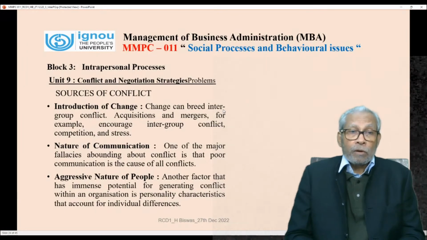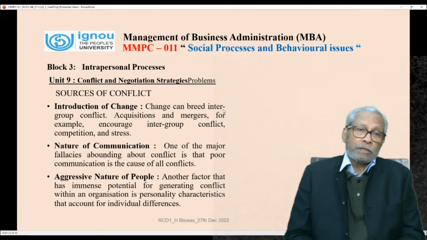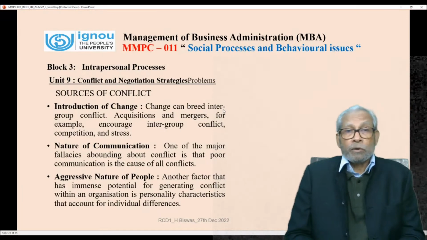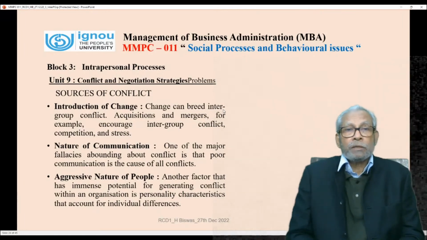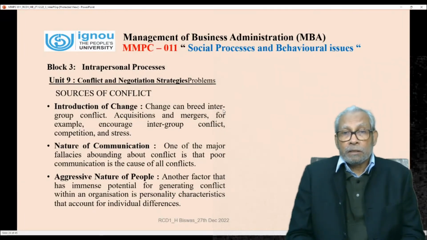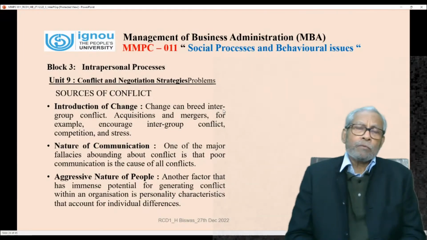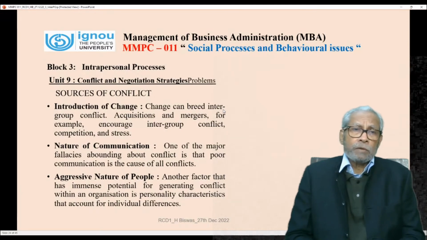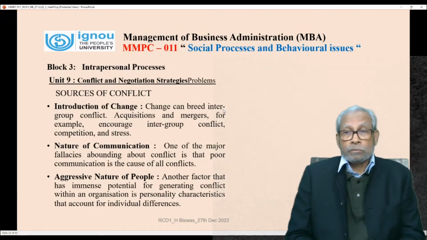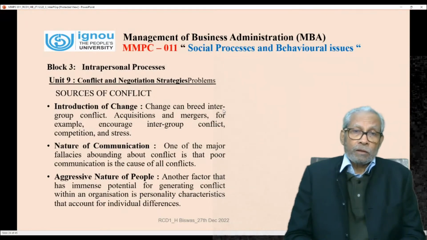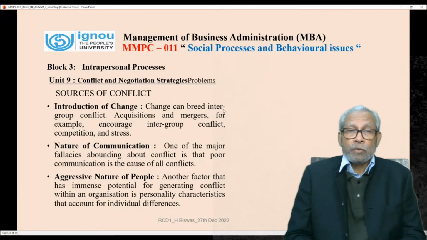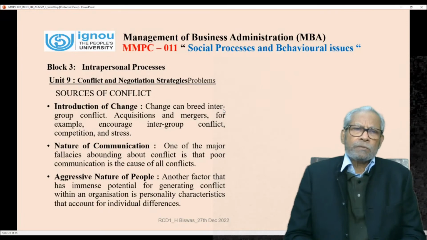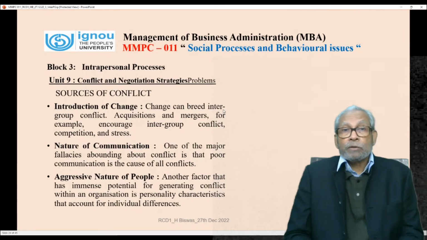Nature of communication. One of the major fallacies about conflict is that poor communication is the cause of all conflicts. That is because you are not completing your communication. You are saying something and it is not understood by the employees, and he does his own thing. So sometimes there is a lack of communication, and because of that conflict will start, because he may take it in another way. You may be saying something very politely, but wording is also important. Language barrier is also there. So many aspects are there. Communication skills have to be developed to reduce conflict. Aggressive nature of people: sometimes it happens, and because of that conflict will start.